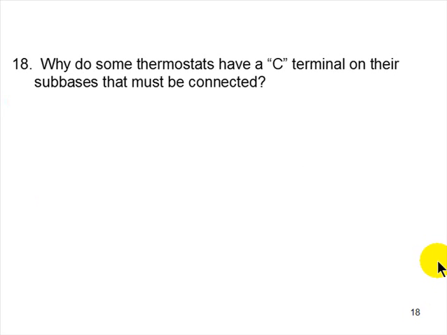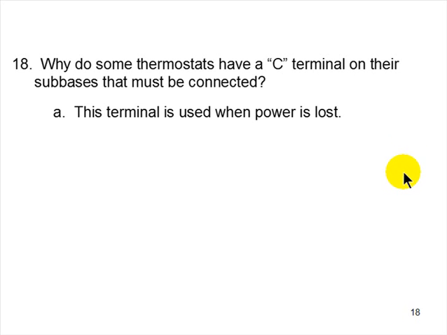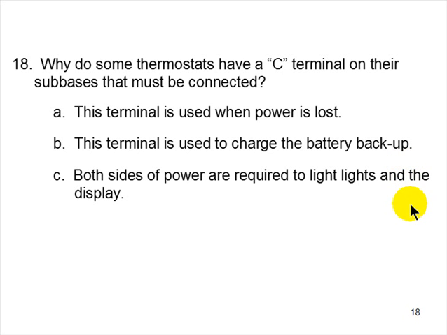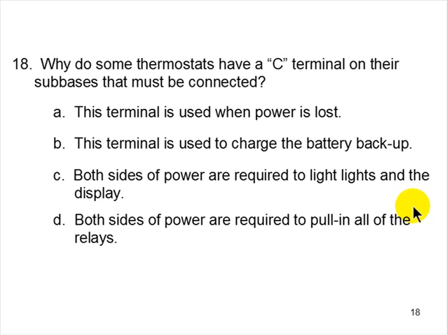18. Why do some thermostats have C terminals on their subbases that must be connected? The manufacturer says, use this thermostat, it's got a C terminal, bring the other side of power up there. Why are you doing that? The reason is, this terminal is used when the power is lost. This terminal is used to charge the battery backup. Both sides of power are required to light lights and the display. Both sides of power are required to pull in all of the relays.